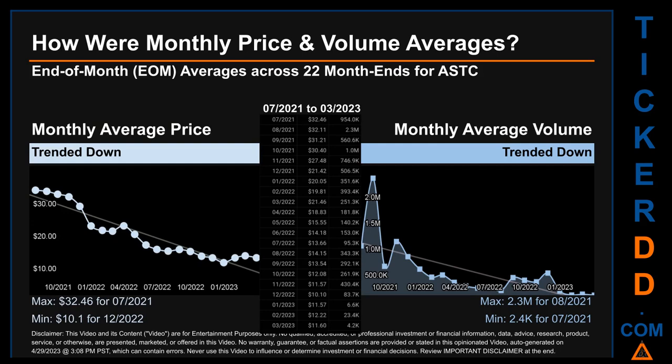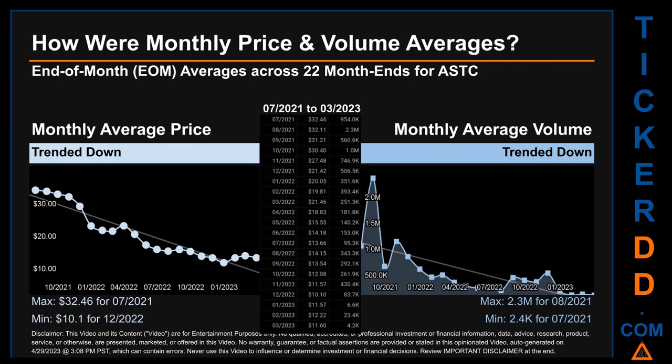How were price and volume averages for ASTC? Across 448 trading days, there were a total of 22 month ends, of which monthly averages for daily price and volume were calculated. Overall, monthly price average trended down while monthly volume average trended down.